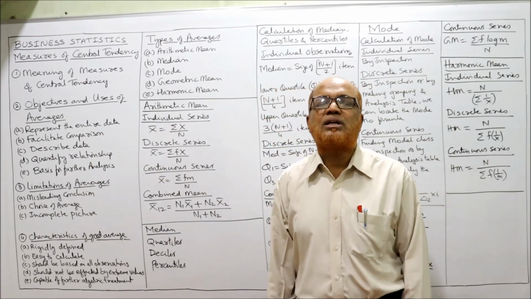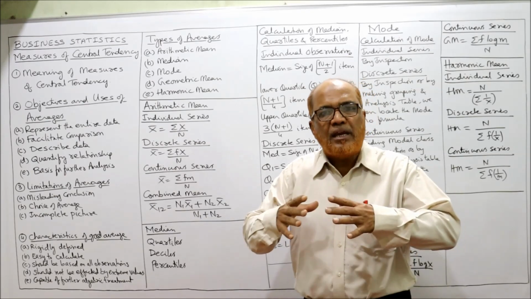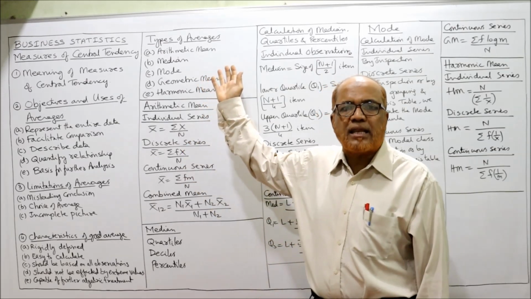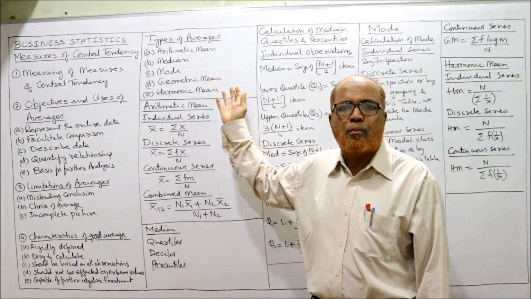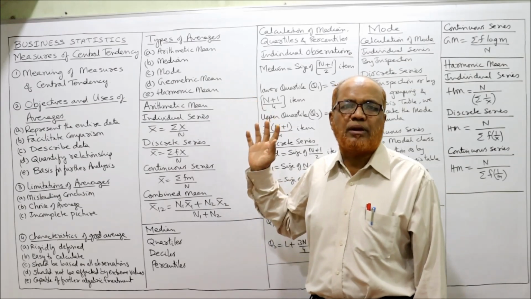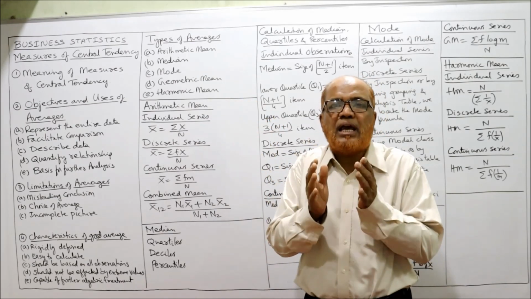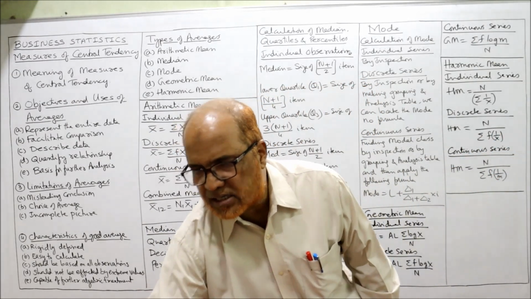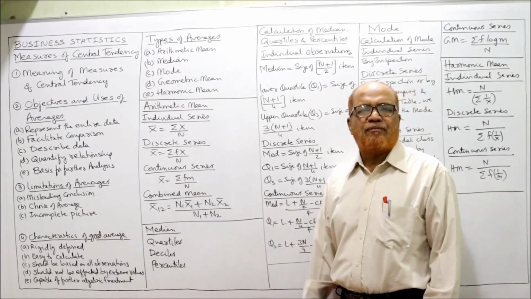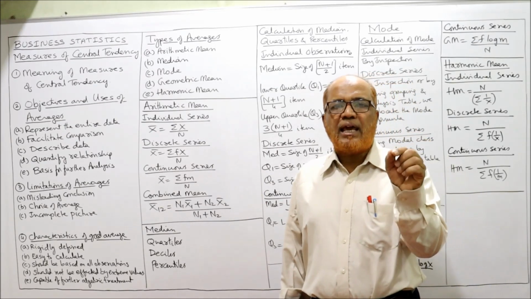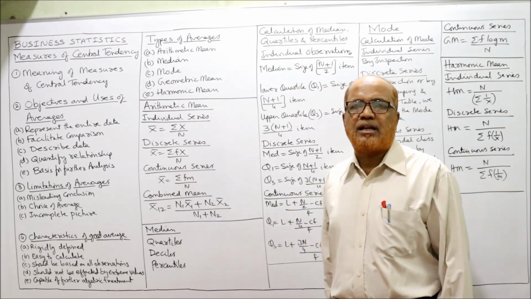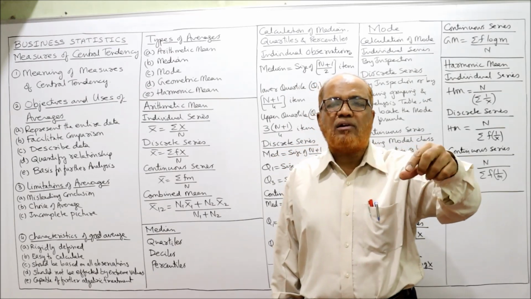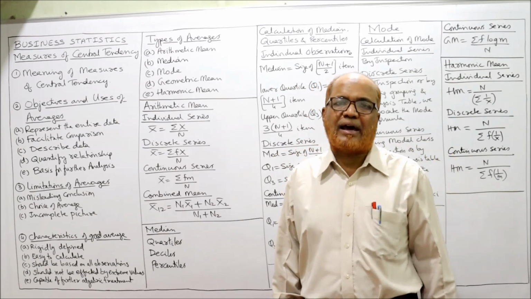Now I am going to tell you about the types of averages. There are many types, but the most commonly used are arithmetic mean, median, mode, geometric mean, and harmonic mean. These five are the most commonly used averages, apart from many others. One by one I am going to explain them. First, the most commonly used average is the arithmetic mean. How to find it? Take the total of all the values divided by the number of values.